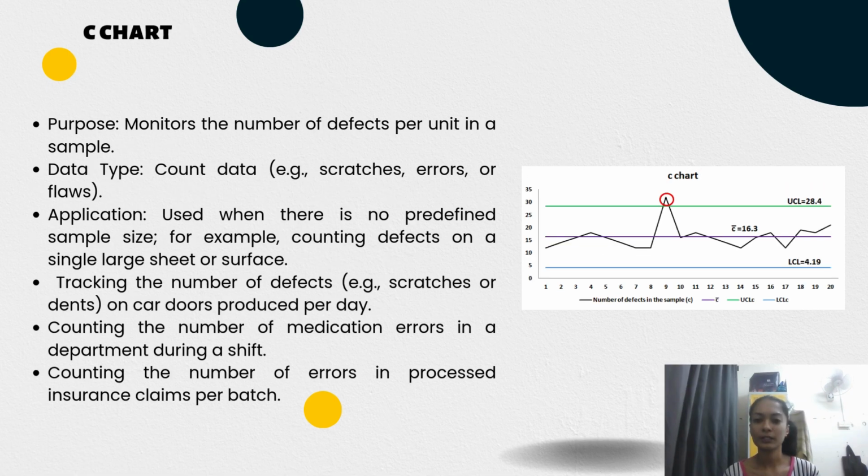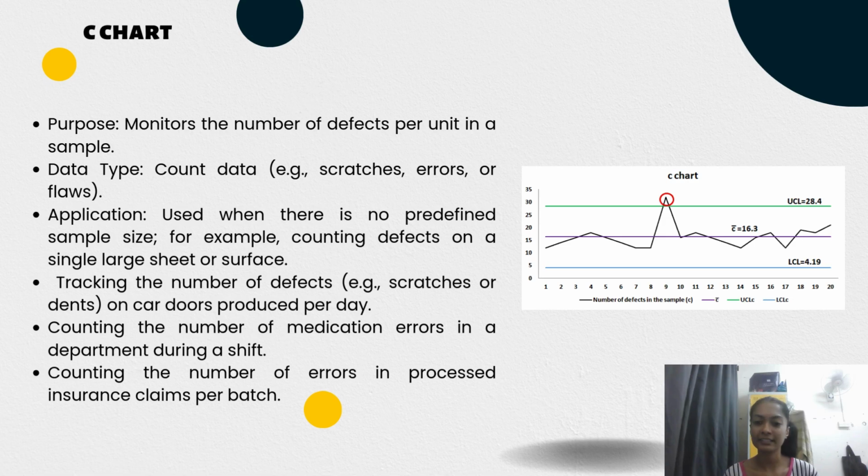Now we will look into what the C-chart is all about. The purpose of a C-chart is to monitor the number of defects per unit in a sample. The C-chart is used for count data, and the application is used when there is no predefined sample size, for example, counting defects on a single large sheet or surface.